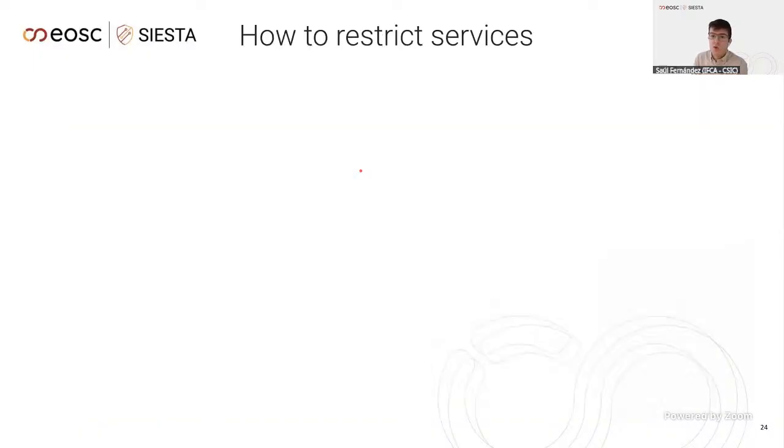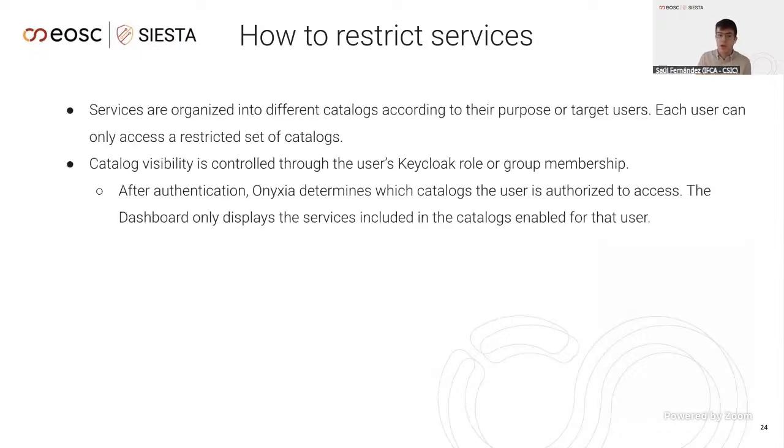So now that we know how we can create the catalogs, let's talk about how we can restrict these services. Services, as we have seen, are organized into different catalogs according to their purpose or target users. Each user can only access a restricted set of catalogs, or will only need access to a certain type of services. So the catalog visibility can be controlled through Onyxia using the Keycloak roles or Keycloak group membership.